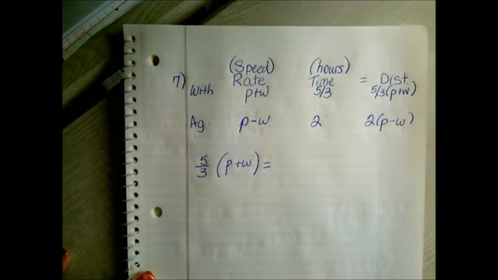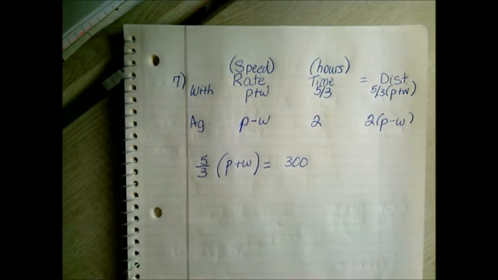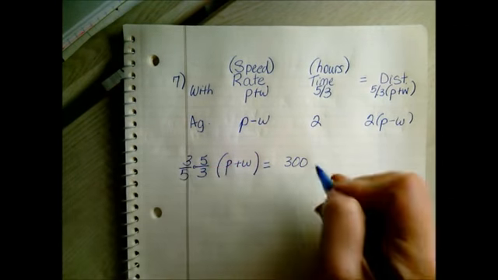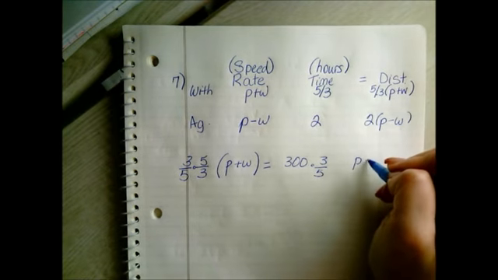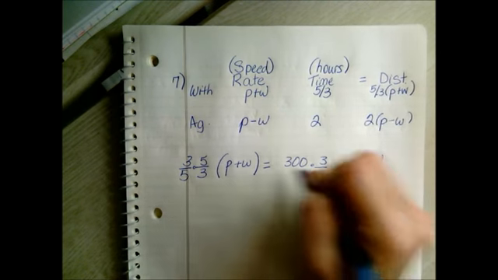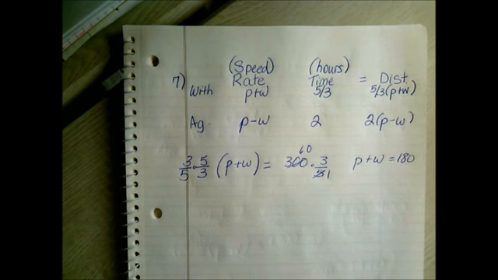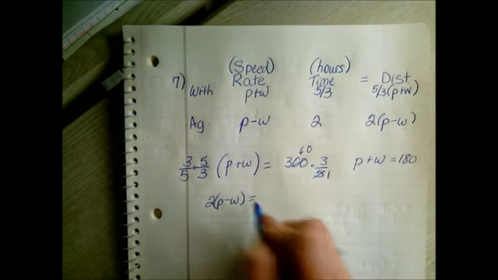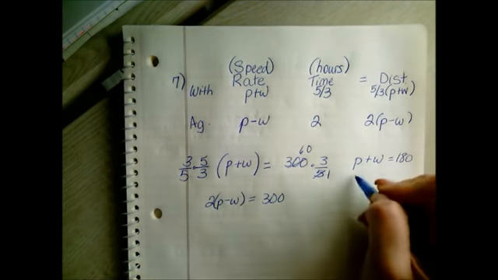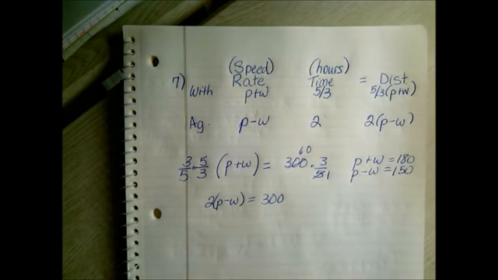So this is what, 300 miles? This one, we're going to multiply by the reciprocal to get rid of that fraction, which gives us P plus W equals 180. You want to verify my arithmetic? The other one is that. So it's 2P minus W equals 300, otherwise known as P minus W equals 150. Isn't that nice? We divided out our 2.